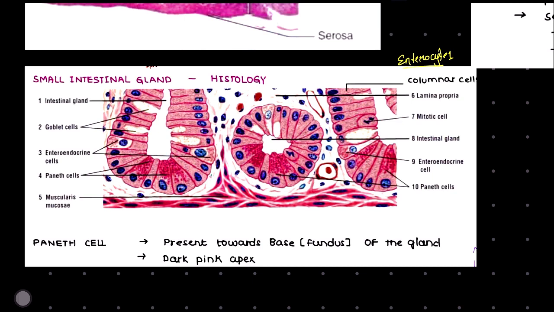Now we talked about enterocytes. These columnar cells, or enterocytes, what is their role? They play a role in absorption.